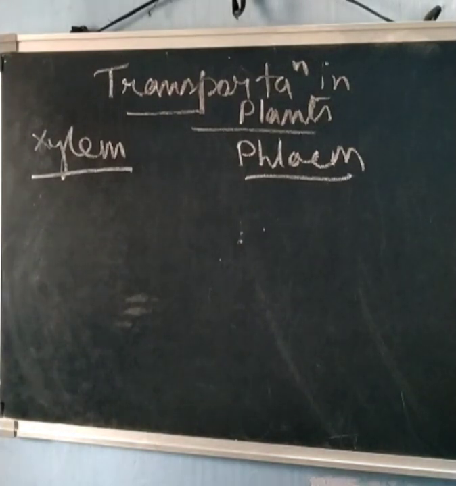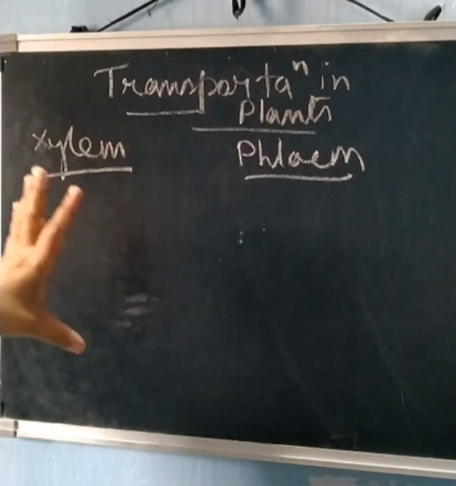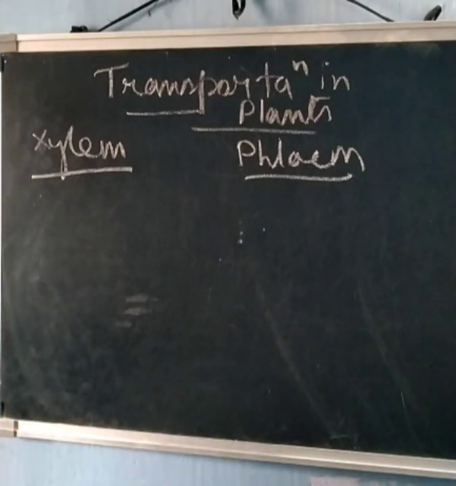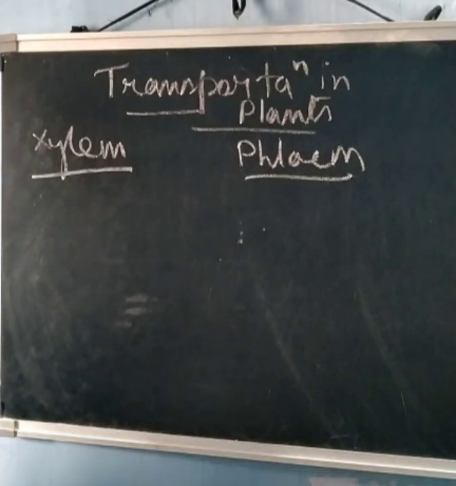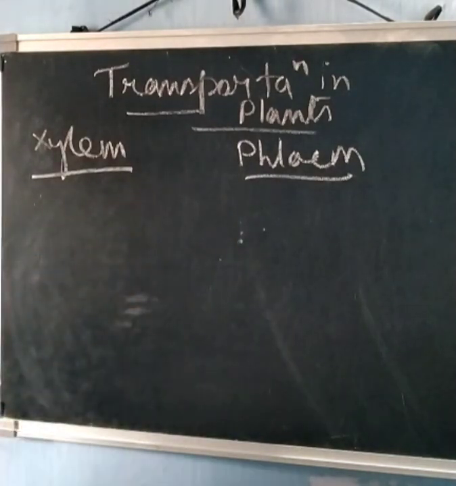Students, today we will study transportation in plants. So here transportation, as we have discussed in human beings, which requires blood vessels and heart. Similarly here also there are certain tissue systems which are required for transportation in plants. So this transportation is normally based on the principle of diffusion, but before that we will discuss what are the tissues that are actually required for transportation in plants.